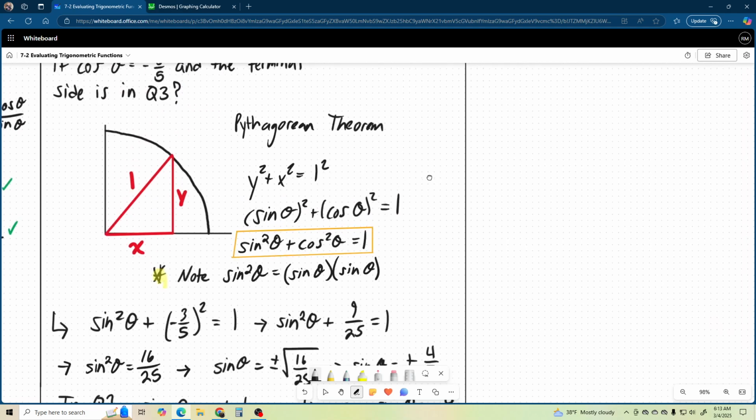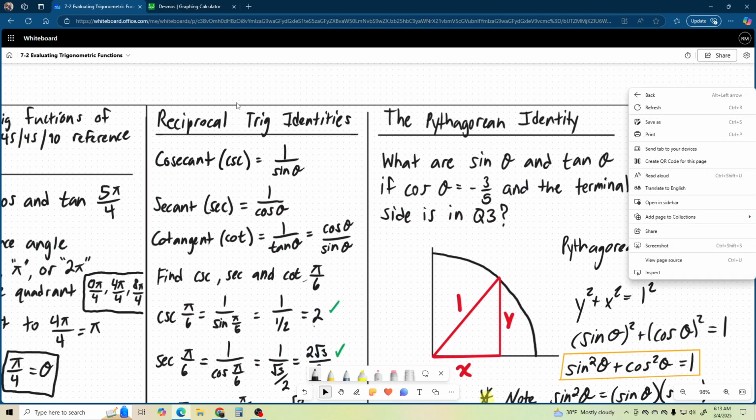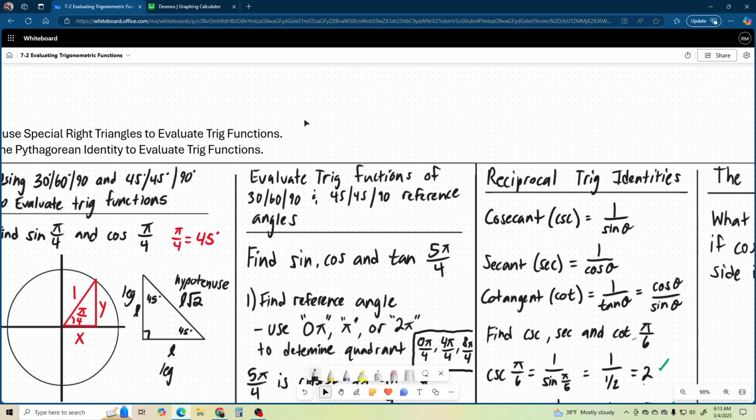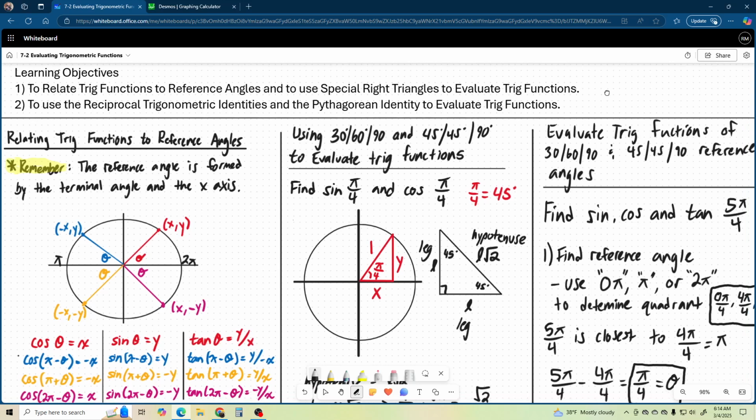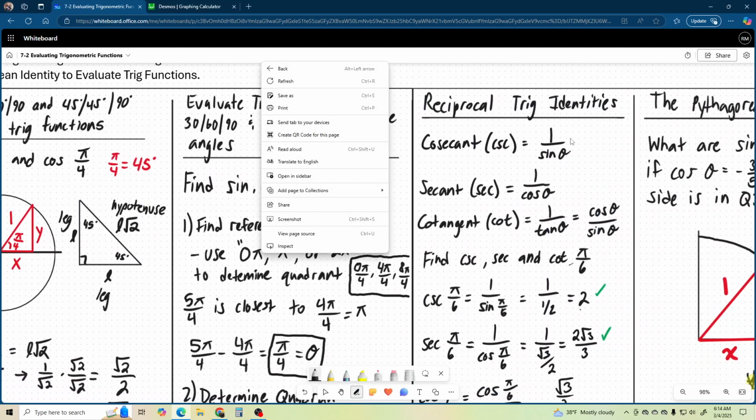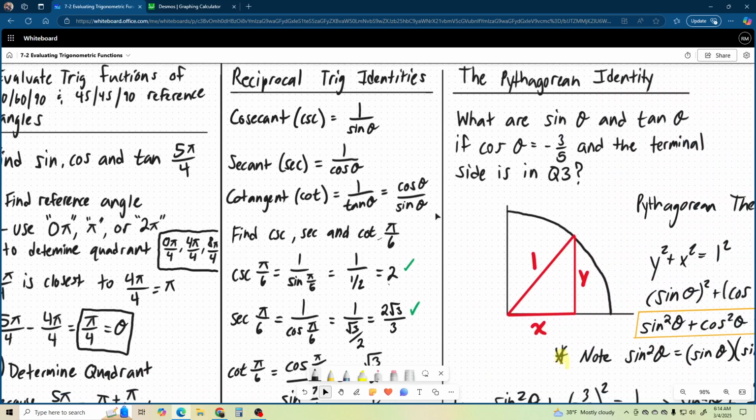All right. That's it. So we learned quite a bit today. We really used reference angles a lot and different things. So first thing we did was relate trig functions to reference angles right here. And then we used special right triangles to evaluate trig functions. And then we used reciprocal trigonometric identities and the Pythagorean theorem to evaluate trig functions. So that's where we talked about these. All right. Well, that's really it.